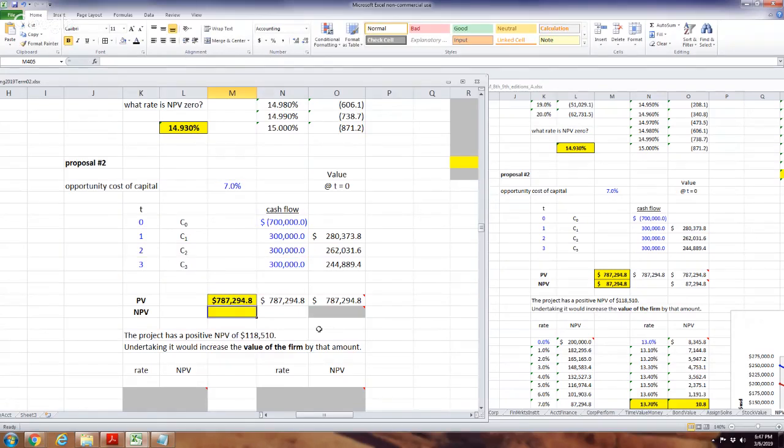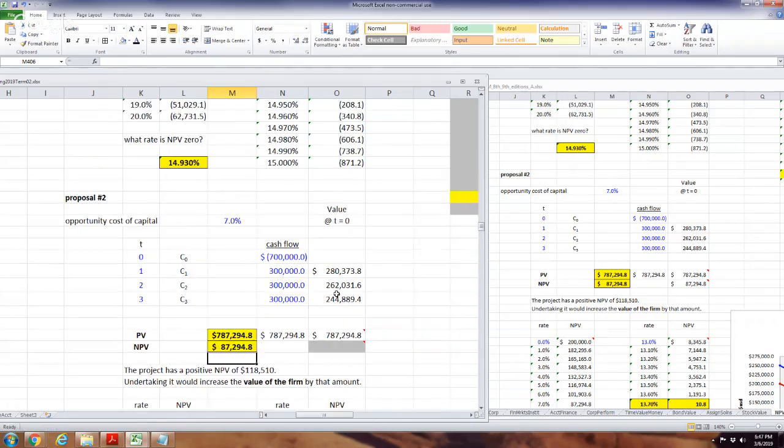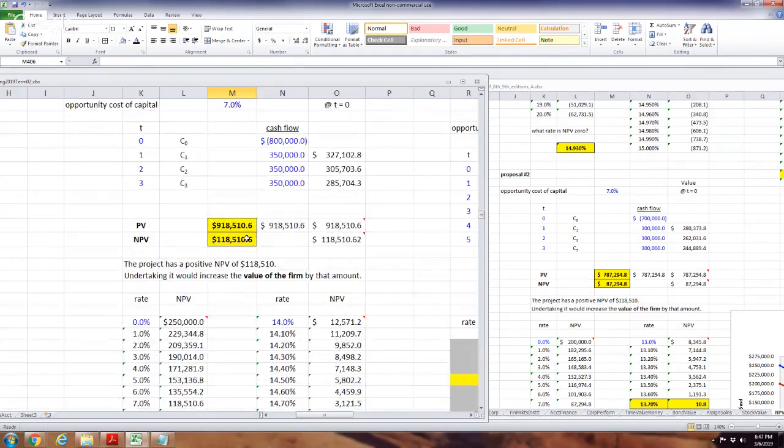Okay. So you have all that. NPV is simply what you come in with plus the present value, so it's 87,000. And we'll do it again, but just comparing. So here NPV is 118, here it's 8.